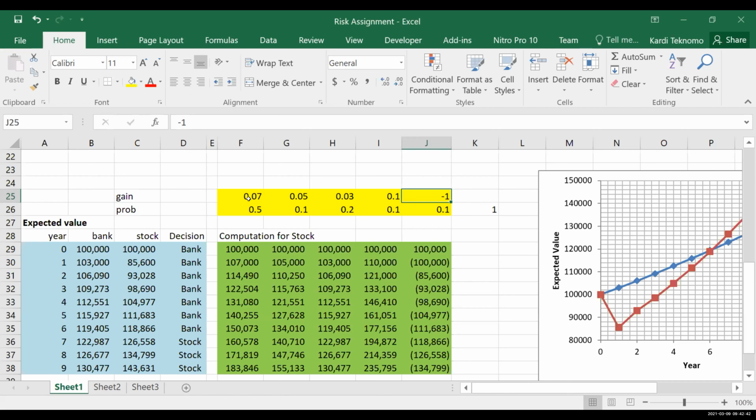This one is the probability of the probability. You see that the gain is 7%, correct? This one, the gain is 5%. The gain is 3%. This is the gain of 10%. Is that correct?